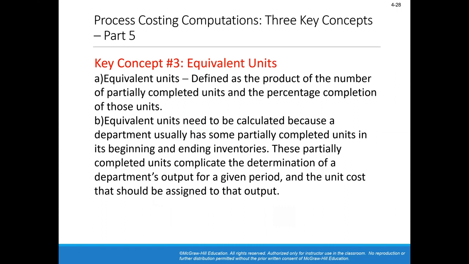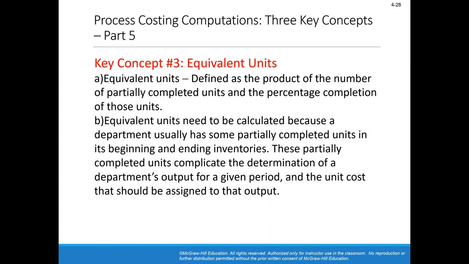All right, then we have our equivalent units. An equivalent unit is defined as the product of the number of partially completed units and the percentage completion of those units. It might seem a little bit confusing, but we're going to go over it in a problem and it'll make a little more sense. So it's the number of partially completed units, and you multiply it by the percentage that's been completed.